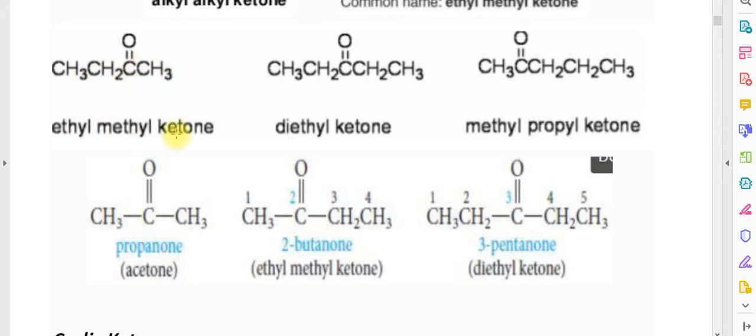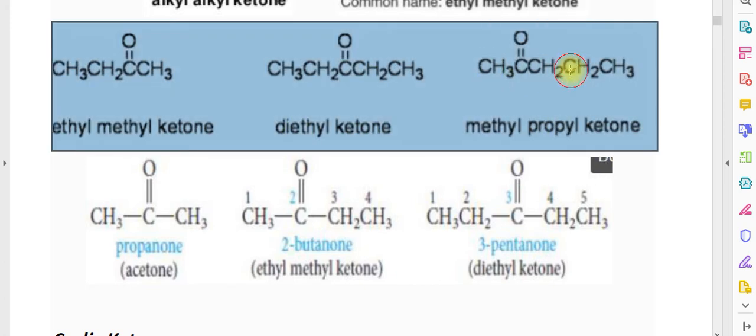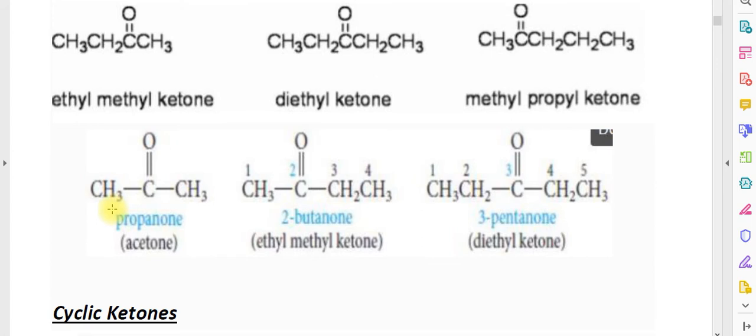So this is ethyl methyl ketone, and this is diethyl. Both groups are ethyl groups, so I can give the name diethyl ketone. Here it is methyl propyl ketone. Here this is acetone. This is called propanone. Meth, eth, prop. This is propanone. This is 2-butanone, or ethyl methyl ketone. Here it is diethyl ketone or 3-pentanone.